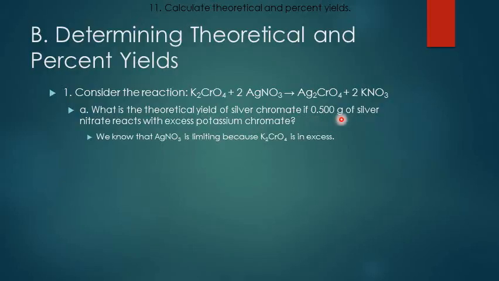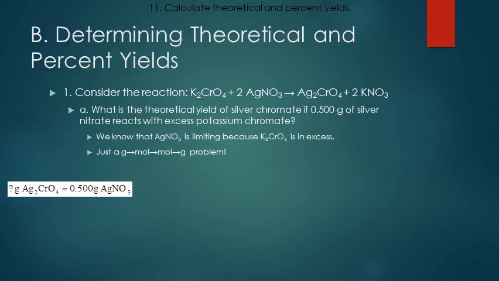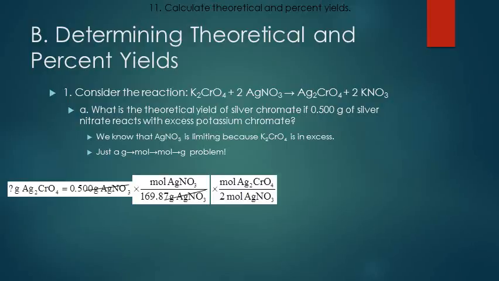So we're told we have 0.5 grams of silver nitrate. We want to know what the theoretical yield of silver chromate is. So this is just a gram-mole-mole-gram problem because we already know what the limiting reactant is. We know that that limiting reactant determines the amount of product that can form. So we're starting with our mass of silver nitrate, converting that into a mass of silver chromate using the molar mass of silver nitrate as we know how, and then the balanced mole to mole ratio from the equation.